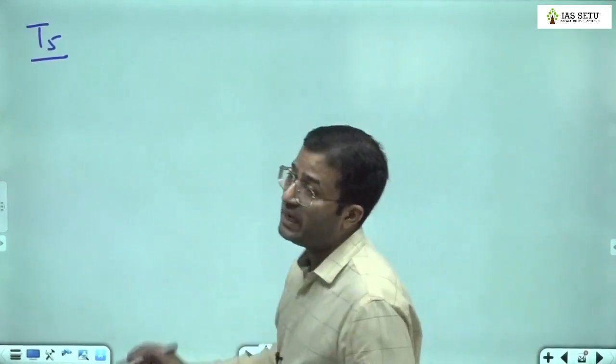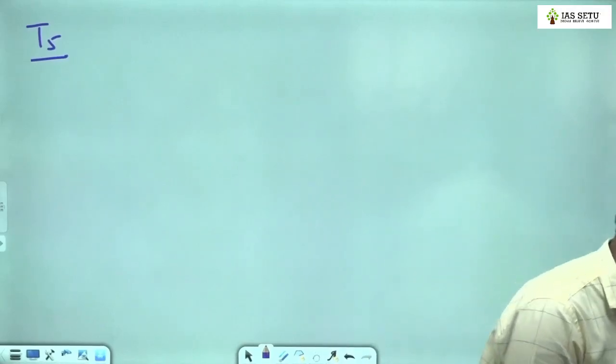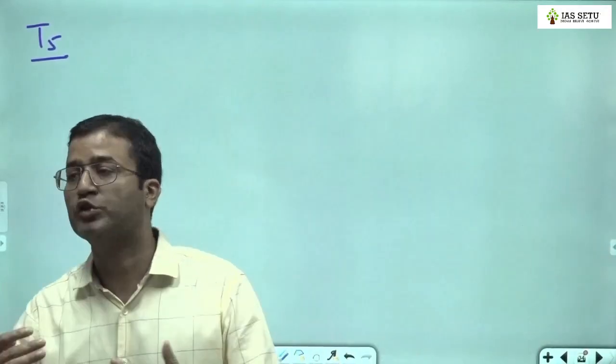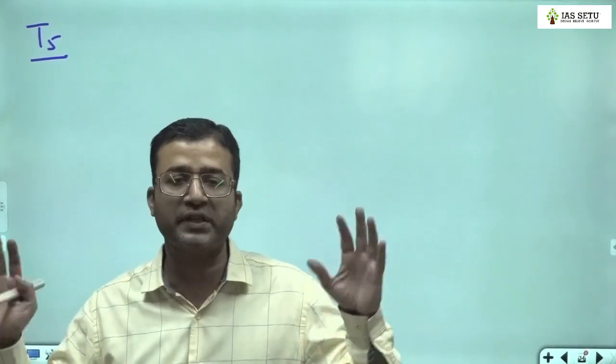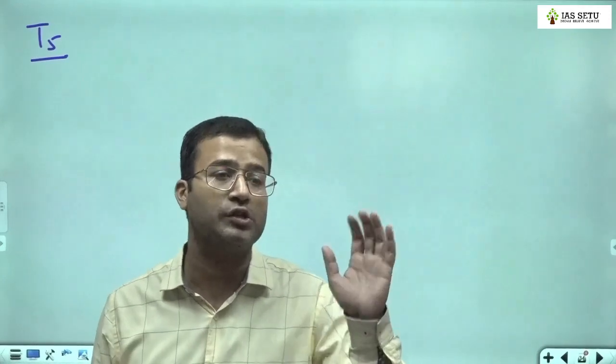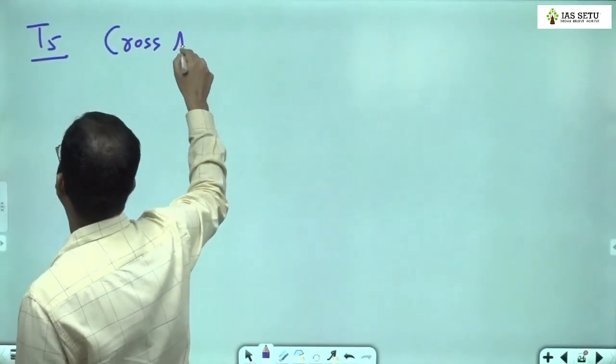Next is type 5, neither numerator constant nor denominator constant. Even the difference between numerator and denominator is also not constant. मतलब कुछ भी सेम नहीं है, ना तो न्यूमरेटर ना डिनोमिनेटर, even the difference is also not same. Here this type 5 name is cross multiplication method.